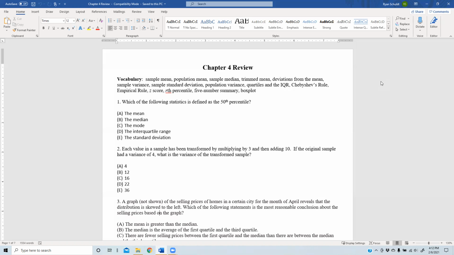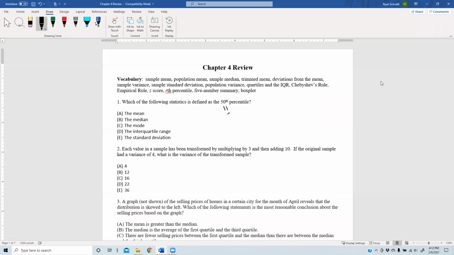Now, let's look at number 1. It says, which of the statistics is defined as the 50th percentile? So the 50th percentile is the same as Q2, the second quartile, which is also known as the median. So let's look here. Is it the mean? No. Is it the median? We just said it. So that goes back to knowing vocab. That's all it boils down to. Know your vocab.